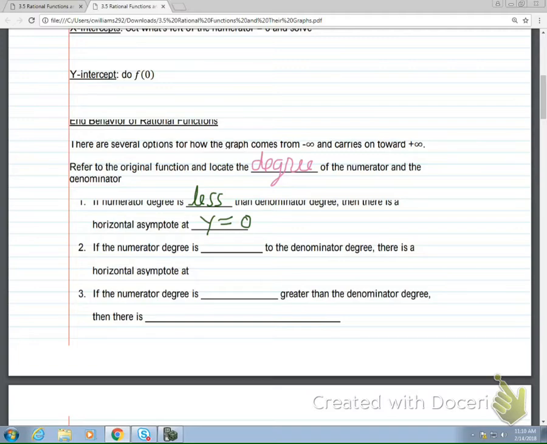Your other option is when you look at the degree of the top and the degree of the bottom, you could have the numerator degree being equal to the denominator degree. So that would be situation 2. If the numerator degree is equal to the denominator degree, then you're going to have a horizontal asymptote located at y equals the ratio of the leading coefficients.